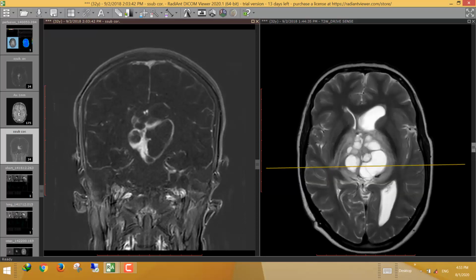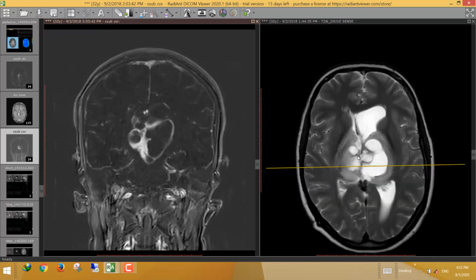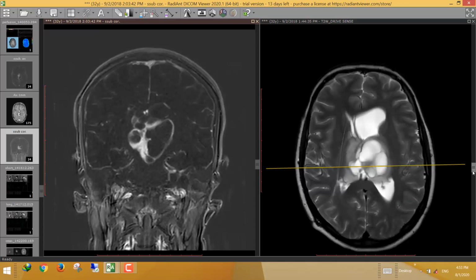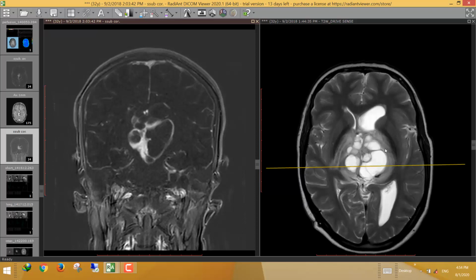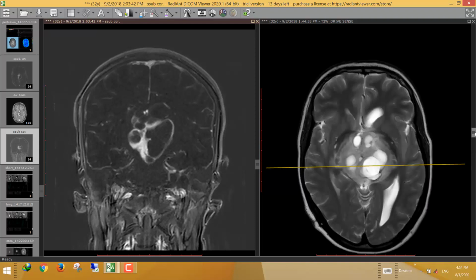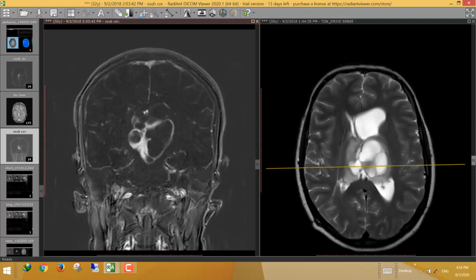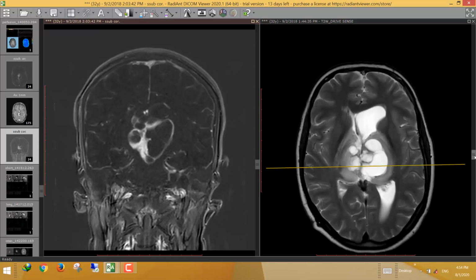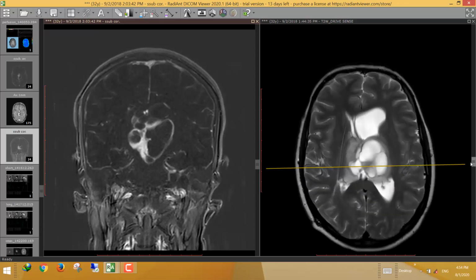If we see here, the lesion is to some extent attached to the septum pellucidum, and this is one of the characteristic features of central neurocytoma. If you see an intraventricular mass lesion in an adult showing some attachment or relation to the septum pellucidum, you should think about central neurocytoma. So this is likely to be central neurocytoma, as it is attached to the septum pellucidum.